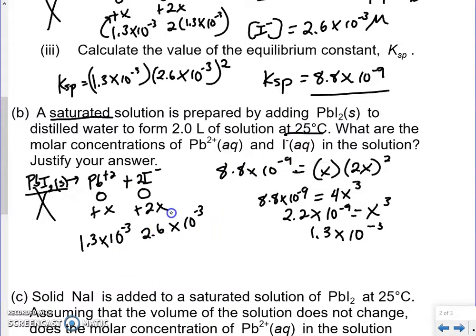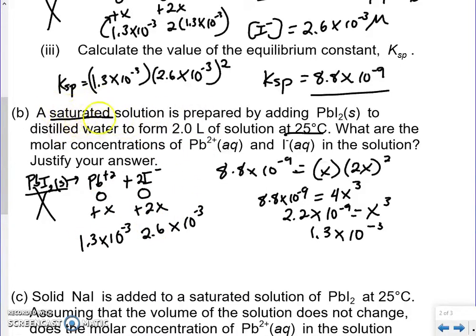So our molarities are going to be the same value as they were in the first place. They're not going to change just because we changed the volume to 2 liters versus 1 liter. So in other words, just so you can get your brain wrapped around this, with KSP, our molarities are independent of the volume.